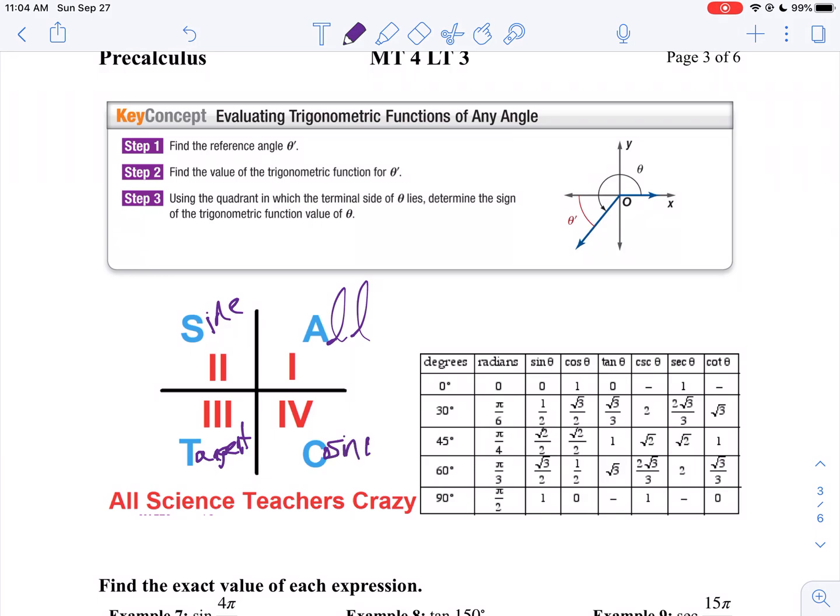There's a mnemonic device to help you remember this. All students take calculus, since we're in pre-calc. Or you can think of it as what I call the Huppler rule: all science teachers are crazy. And then here are your reference angles, if you haven't had those memorized yet, to help you solve these problems.